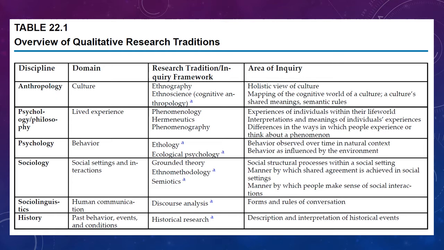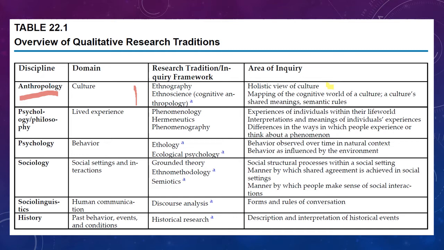So if you look at qualitative research, I talked about philosophical stance or research tradition. This is something that we need to understand. Although nursing cannot claim to have its own research tradition, we borrow different research traditions from different disciplines. For example, anthropology. In the discipline of anthropology, their domain is culture, and the research tradition that they use is ethnography or ethnoscience, and here they're looking at the holistic view of cultures, mapping the cognitive world of cultures and the culture shared meanings. So Leininger was actually trained as an anthropologist. When she came back to nursing, she said, we need to have ethno-nursing so that we can have our own research tradition in nursing, but it's still based on anthropology or ethnography.